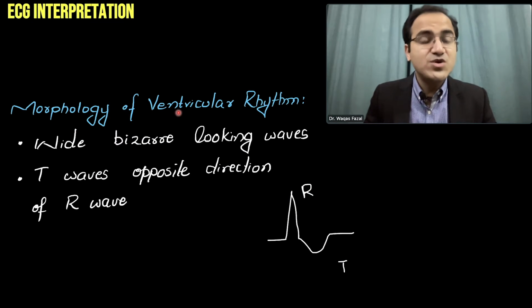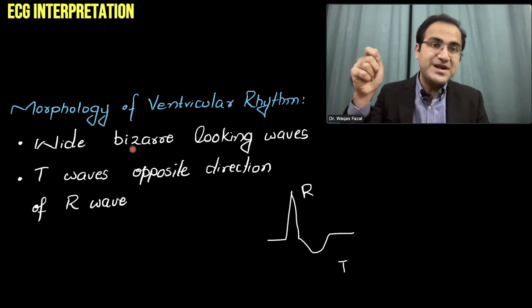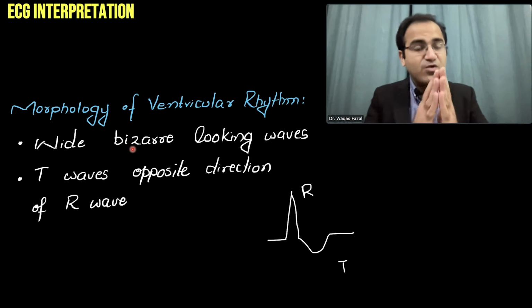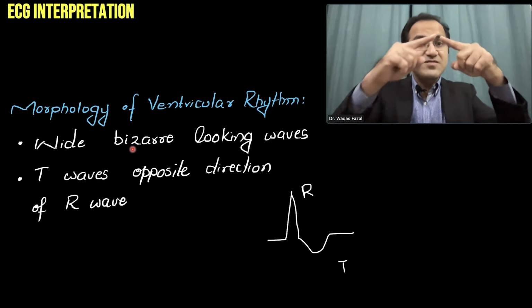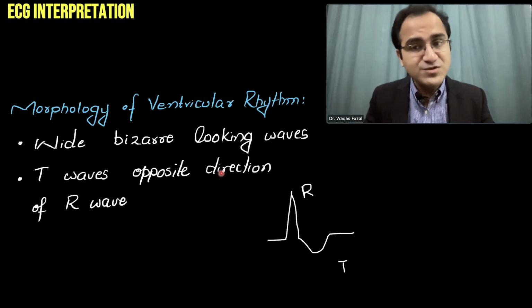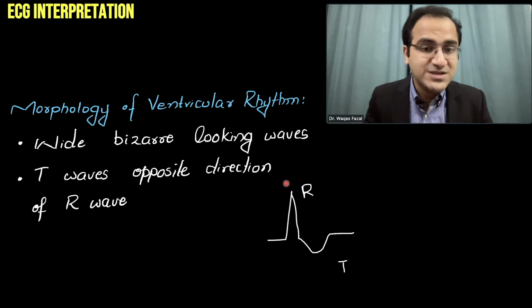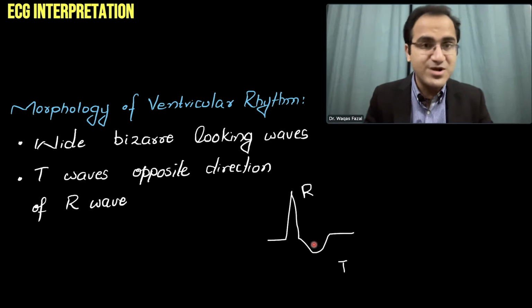Now, coming to the morphology, ventricular rhythms produce wide, bizarre looking waves. They produce wide waves because the speed of the SA node to depolarize is rapid, while the speed of ventricular muscles to depolarize is slow. Therefore, there is a long interval during which the depolarization takes place, and the wave that appears on the ECG is wide. The T waves are opposite in direction to the R wave. If this is the R wave of the QRS, the T wave will be in the opposite direction. That is the classical feature of a ventricular rhythm.